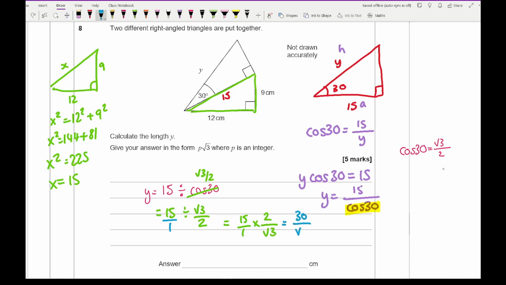Which then becomes 30 over root 3. Then if I rationalise the denominator by multiplying both the top and the bottom by root 3, I get 30 root 3 over root 9, which is 30 root 3 over 3. The 3 cancels with the 30 to leave me with 10. So then the answer is 10 root 3. And that there is my final answer.